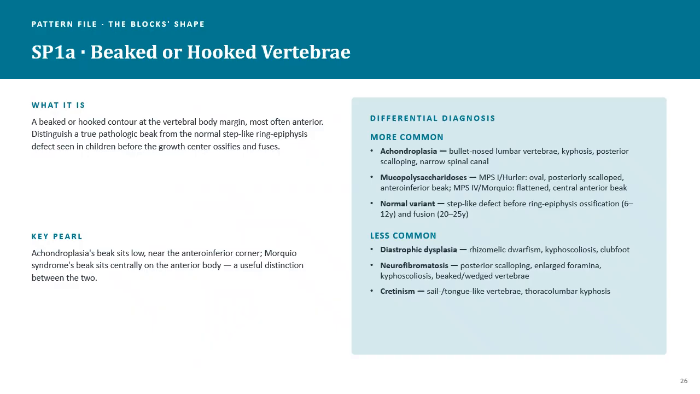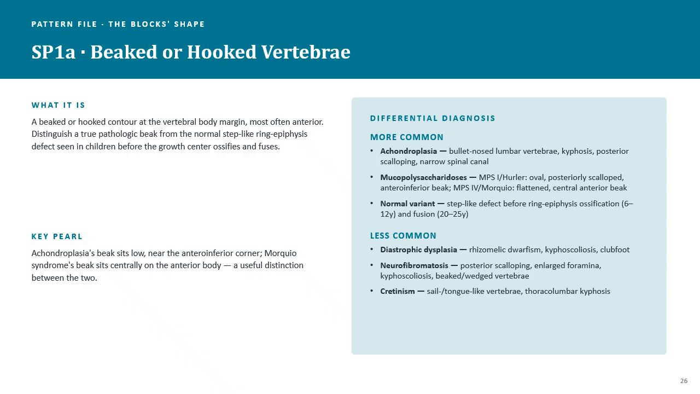Here is our first case file involving spine patterns. In this one we're looking at an altered shape. We're looking at a change in the shape of the vertebral body. It's called a beaked or hooked vertebrae. Basically part of the front of that vertebrae is sticking out, and it looks almost like a small beak, like a bird beak.